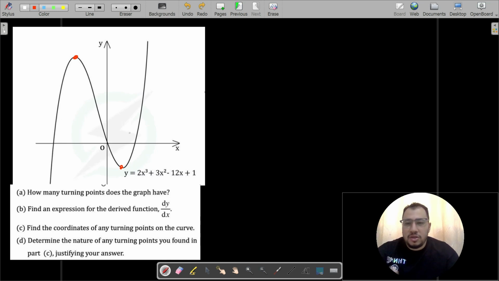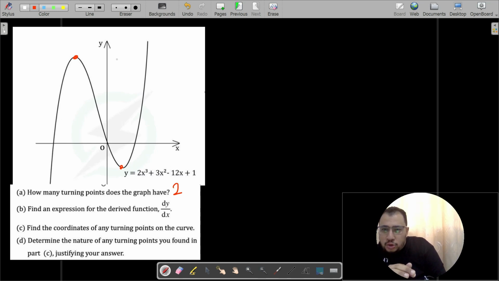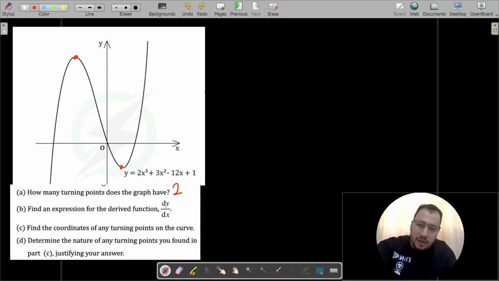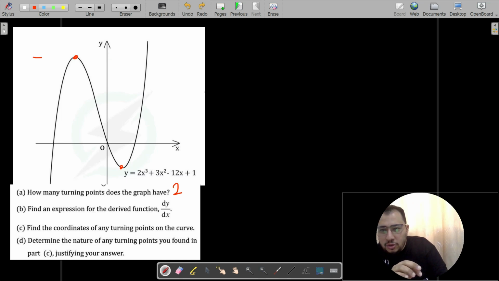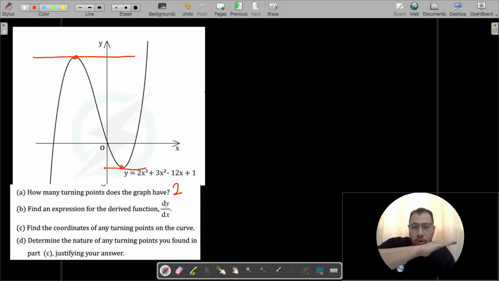Okay. So how many turning points does the graph have here? Simply the answer is 2. We have 2 turning points. What is so special about these turning points? At these turning points, if you draw a tangent, tangent means a straight line which is touching the curve at one point. If you draw that tangent, as you can see, it's going to be parallel to the x-axis, which means there is no slope. It's just completely horizontal. If it's horizontal here, that means the gradient of this line is 0.